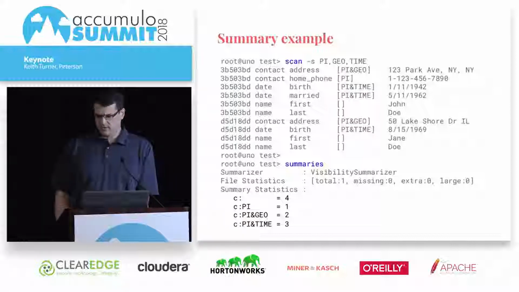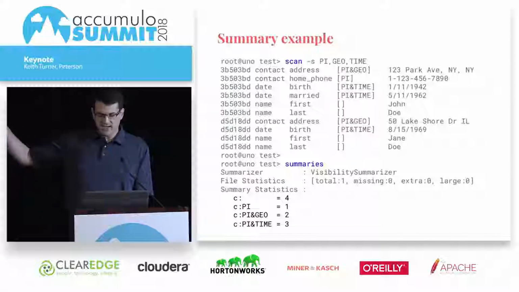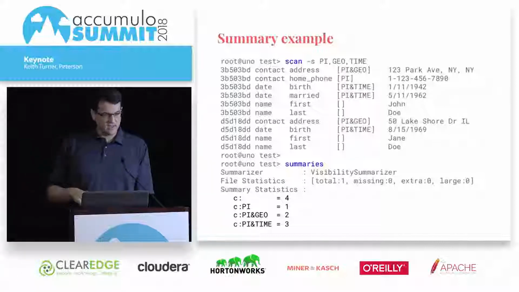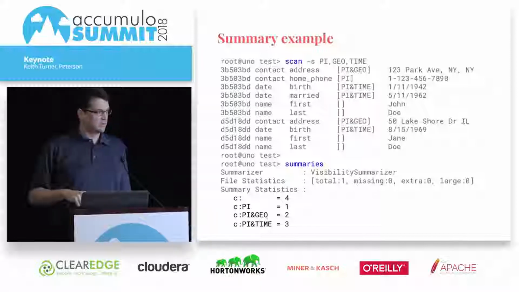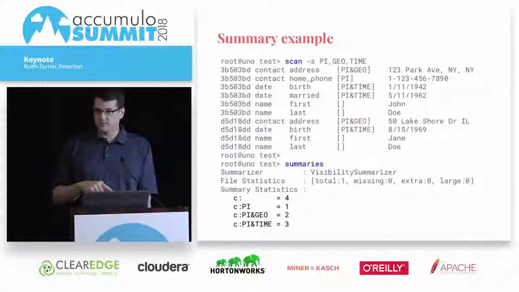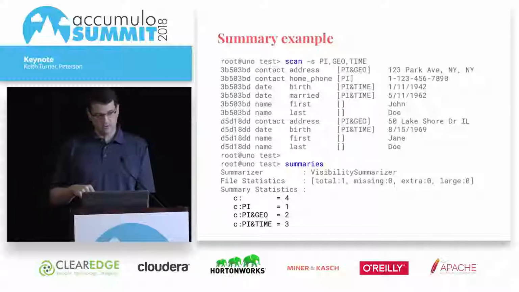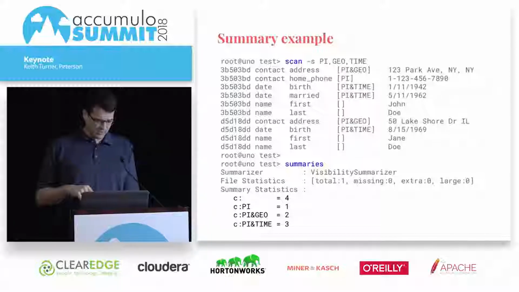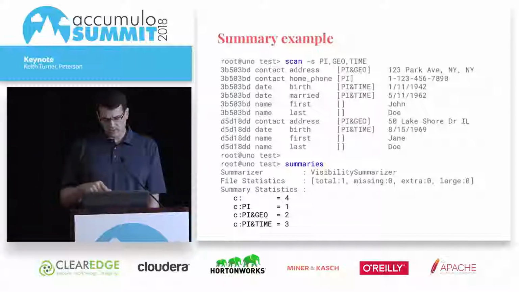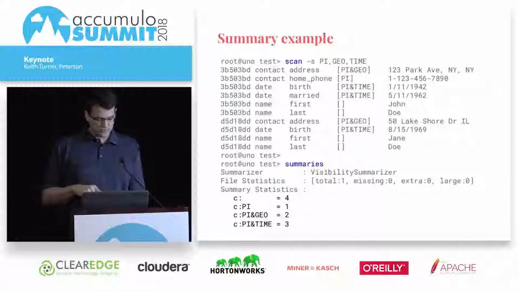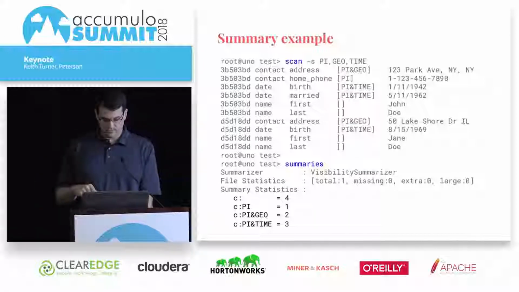And the column visibilities are the things like PI and geo, or PI and time. So after the scan, you can see that the summaries command is run. And the summaries show that the table has a visibility summarizer configured. And the visibility summarizer has counted that there were 4 entries with no column visibility, 1 entry with column visibility of PI, 2 entries with column visibility of PI and geo, and 3 entries of column visibility PI and time.